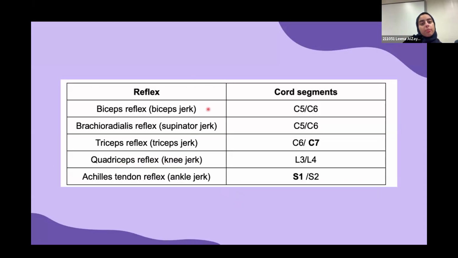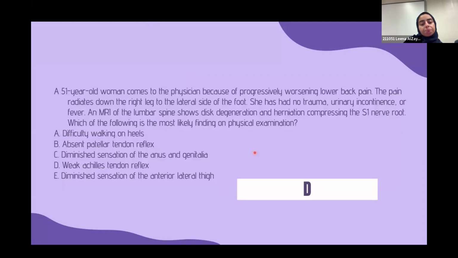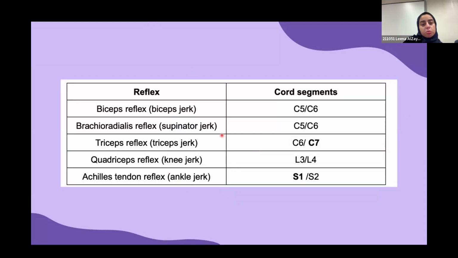I'm pretty sure they were asking about the reflexes here. So yeah, it is E. We're right for that. And it's just something that we kind of have to memorize. So let's memorize it together since we have to. Biceps and brachioradialis are on the top. So the top is always C5, C6 because the cervical region is here. Then the triceps is C6, C7 because also it's the cervical region. Quadriceps is L3, L4 because you're doing the knee. And then you have the ankle being the last one or the closest to the floor, which is S1, S2.